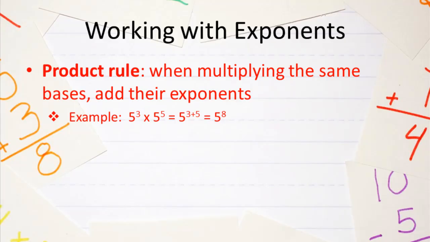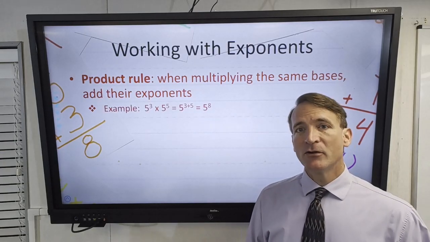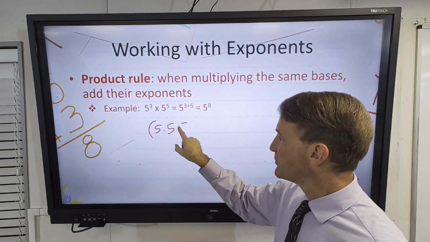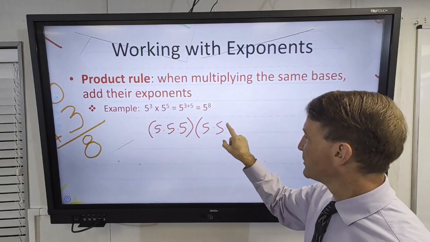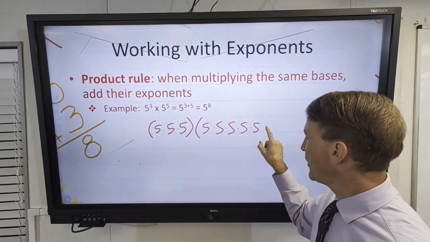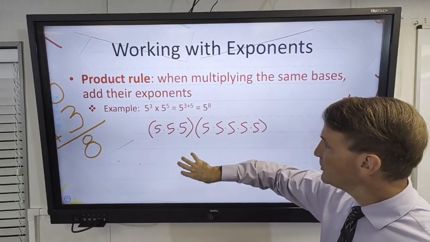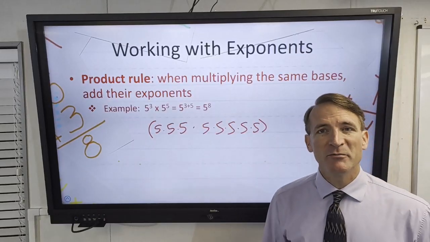Here's an example of 5 cubed times 5 to the 5th. That gives me 5 to the 3 plus 5 power, which of course is 5 to the 8. Now, here's a reason why it is this way. Let's take it in the long form. So 5 cubed would be 5 times 5 times 5. 5 to the 5th would be 5 times 5 times 5 times 5 times 5. Well, if I were to write all of these out, since I'm multiplying, I really don't need this set of parentheses here. I can just put a multiplication symbol in between.